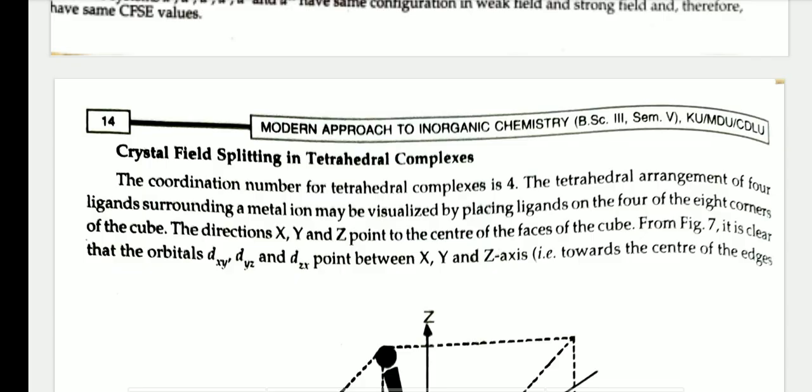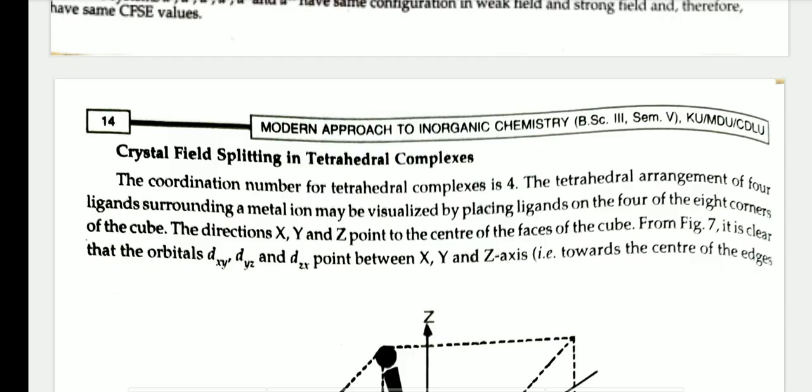Crystal field splitting in tetrahedral complexes. The coordination number for tetrahedral complexes is 4. Tetrahedral arrangement of 4 ligands surrounding a metal ion may be visualized by placing ligands on 4 of 8 corners of a cube. The directions x, y, z point to the center of the faces of the cube.